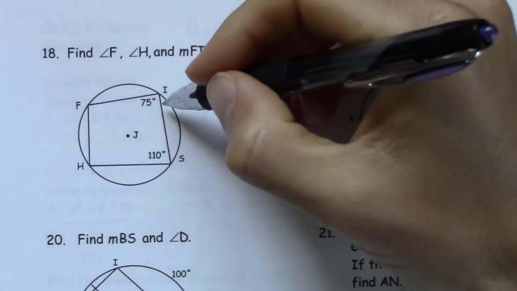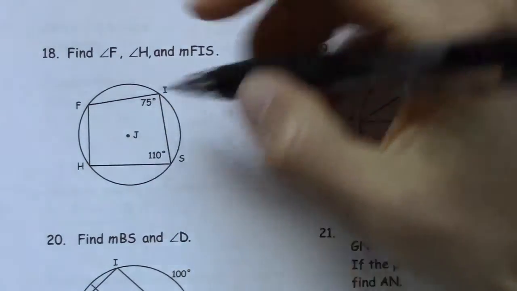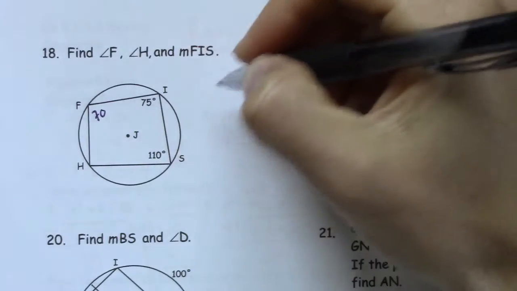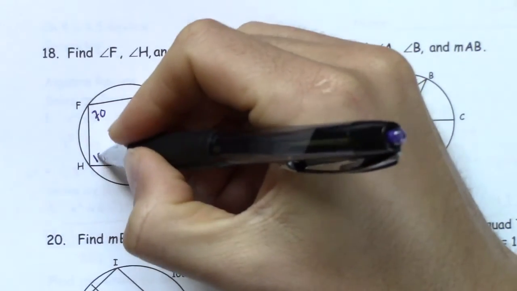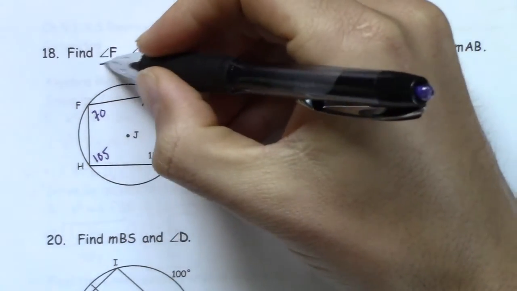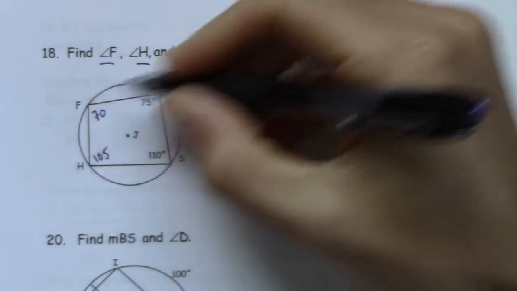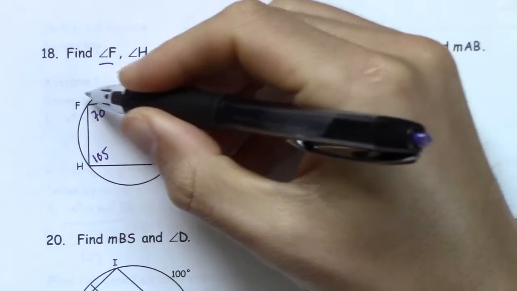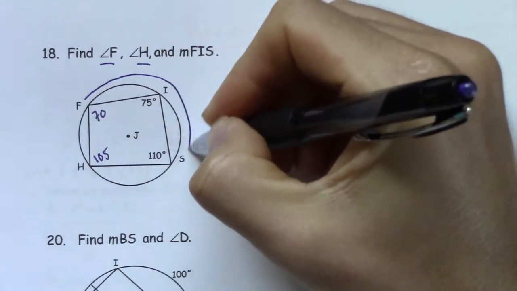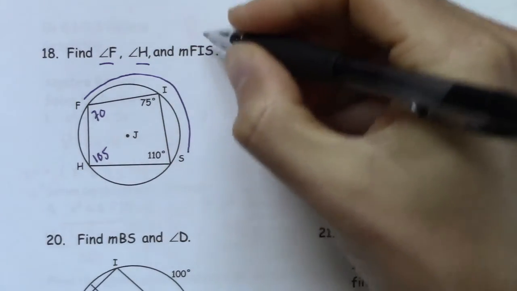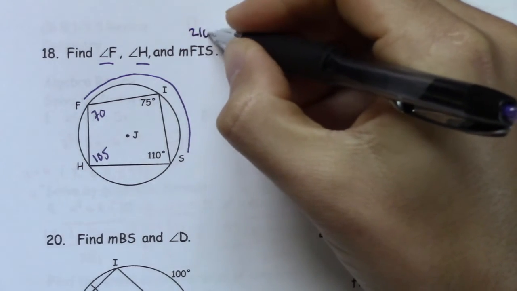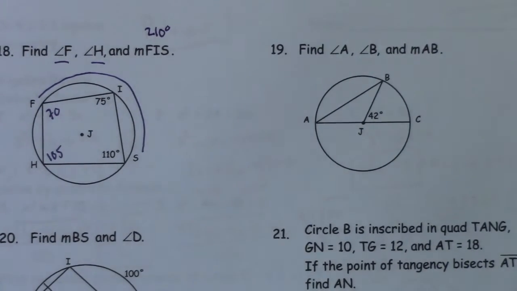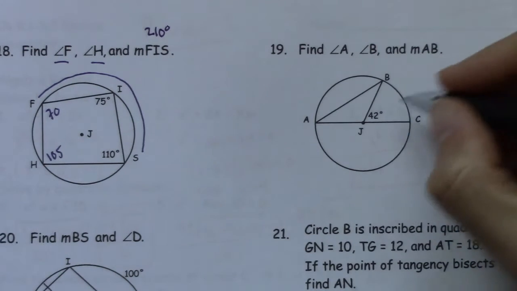So we saw this on the writing task, that opposite angles add to 180. If S is 110, then F must be 70. If I is 75, then that means H must be 105. So we found F, we found H. They ask for FIS, which as an inscribed angle of 105, there's FIS right there, it must be double that, which means 210 degrees.